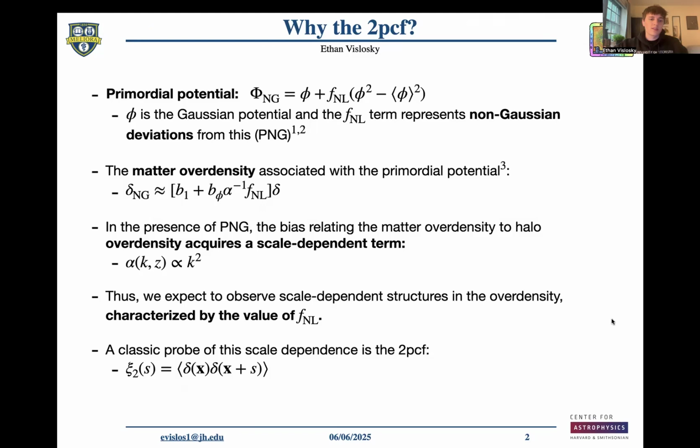And a classic probe of this scale dependence is the two-point correlation function, which is just defined as the expectation of the product of these two fields. So the overdensity at some point x multiplied by the overdensity at some separation from that point, s.